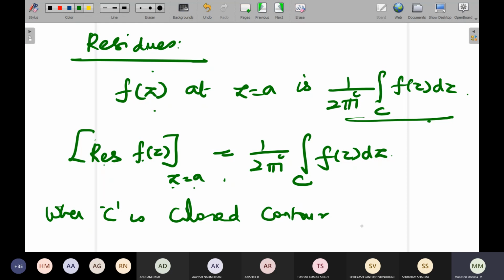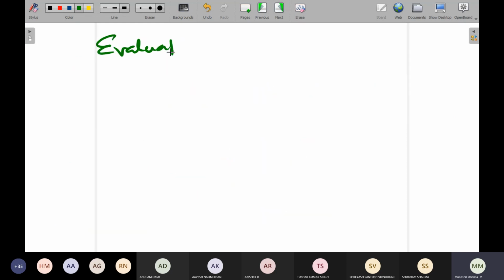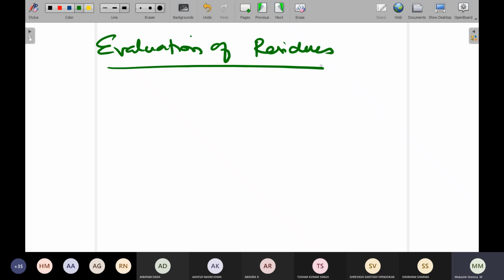Now, since I have not yet taken the integration, I'll just tell you how to calculate the residue for a function. You can just take down: evaluation of residues. Later on, we will use the theorem and do it. Right now, without that, we are trying to do it. So how to find the residue at a simple pole?